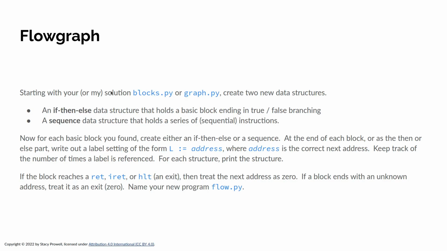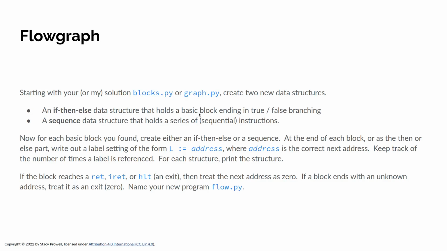So starting with your solution, or my solution, to either blocks or to graph, or both, whichever one you are comfortable with, build two new data structures. I want you to build something that holds an if-then-else and something that holds a sequence. These could be classes that you make instances of, or this could be a tuple and this could be a list. I don't care. Just build an appropriate data structure to hold those.